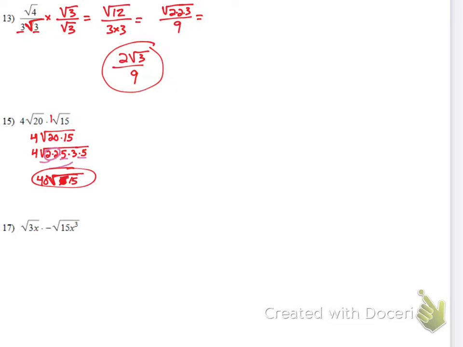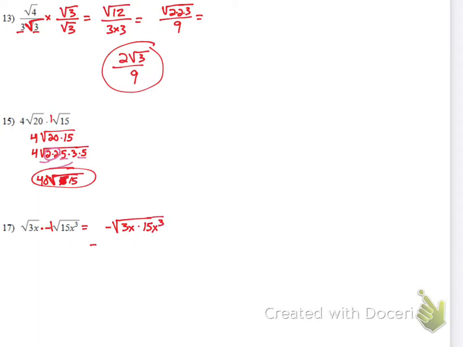All right. If we keep going. So what this is saying is a radical 3x times a negative. So it's like there's a negative 1 right there, okay? So what that's going to equal is a negative and then a radical 3x times 15x cubed. And I can just break things apart now.